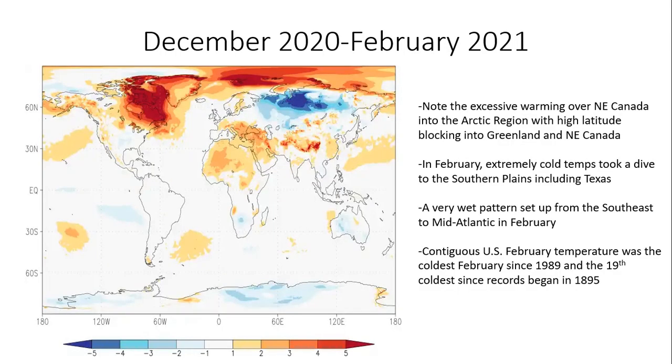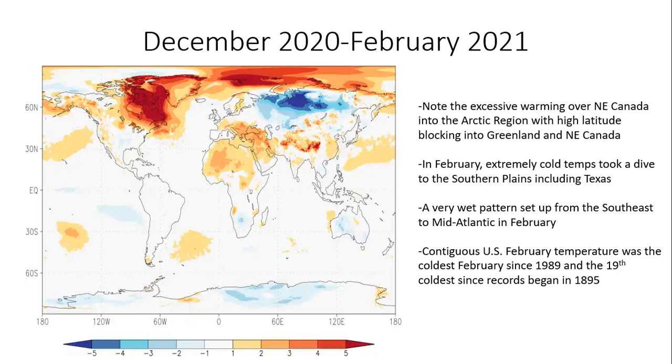And then finally, December 2020 to February 2021. Note the excessive warming, the maroon shading over northeastern Canada into the Arctic regions, with high latitude blocking into Greenland and northeast Canada. Last winter, there was a lot of negative NAO. There was a very strong North Atlantic block in place, a huge upper level ridge into northeastern Canada, into Greenland.